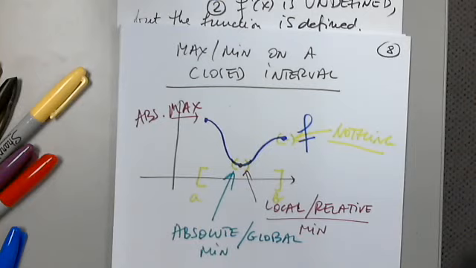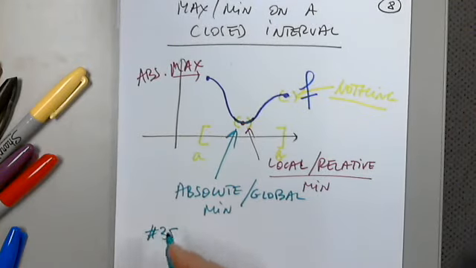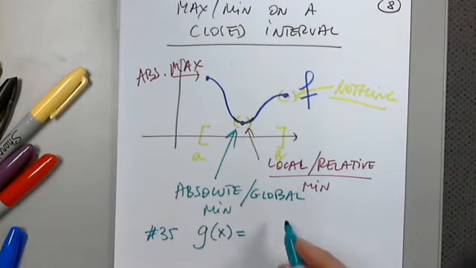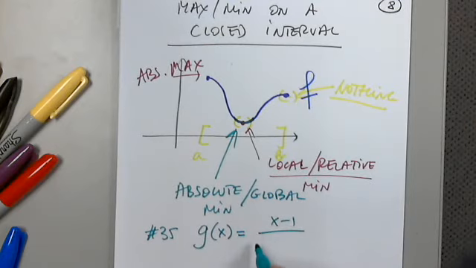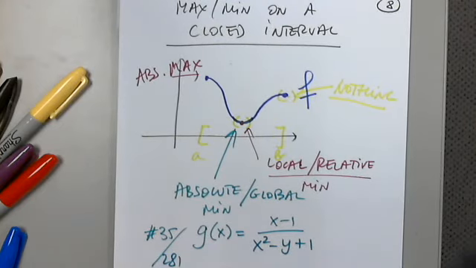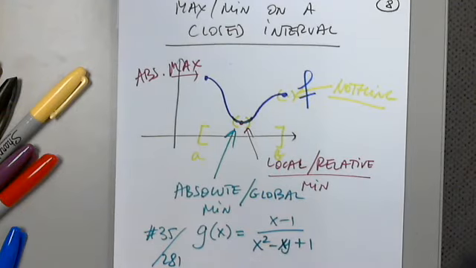On page 281, find the critical numbers of the function, and I would like to start with 35. In 35 we have, I'm going to replace y by x so it's not confusing. We're given a function g of y, but I change it into g of x, as x minus 1 over x squared minus x plus 1. We're asked to find the critical numbers.